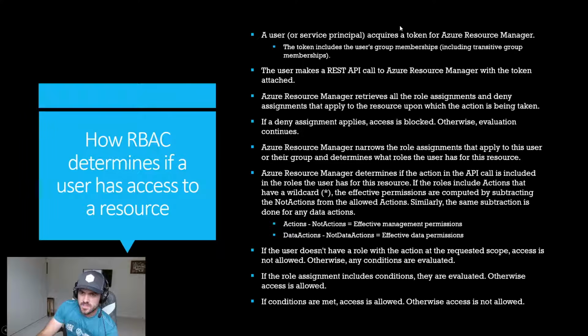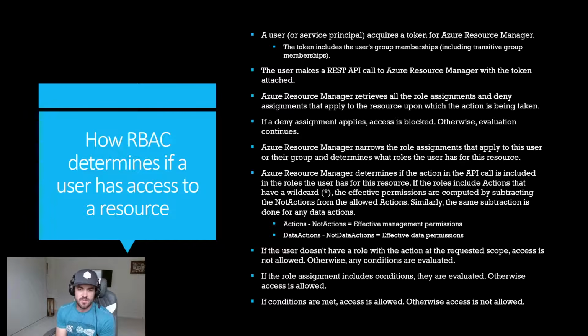Okay. Once they have this token, after requesting access, the user is then going to have a REST API call made on their behalf to Azure Resource Manager with that token attached. The Azure Resource Manager is going to retrieve all the role assignments and deny assignments that apply to the resource upon which the action is being taken. If a deny assignment applies, access is blocked, otherwise evaluation continues. So remember, deny overrides allow. Azure Resource Manager narrows the role assignments that apply to this user or their group and determines what roles the user actually has for this specific resource.